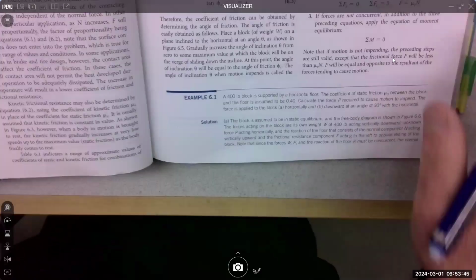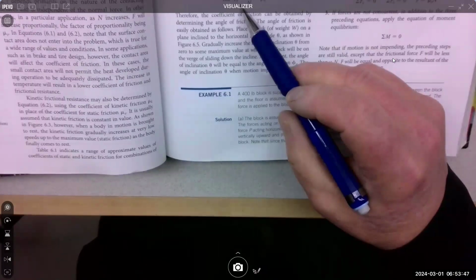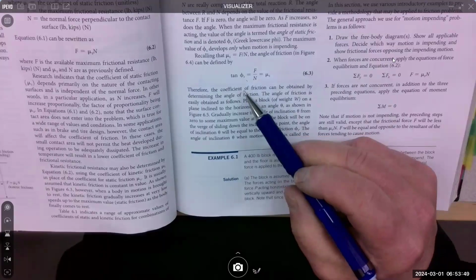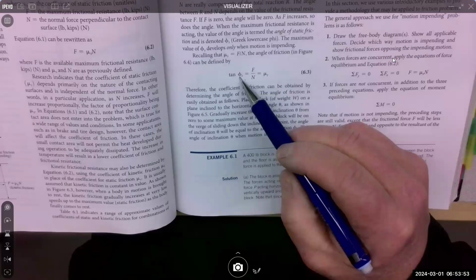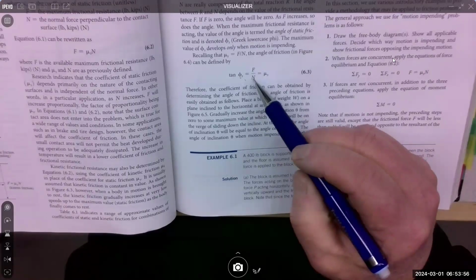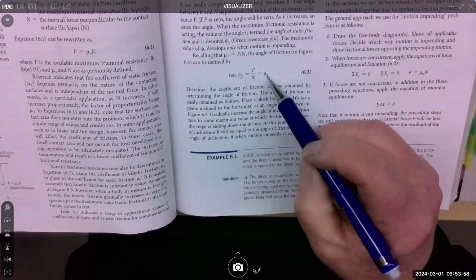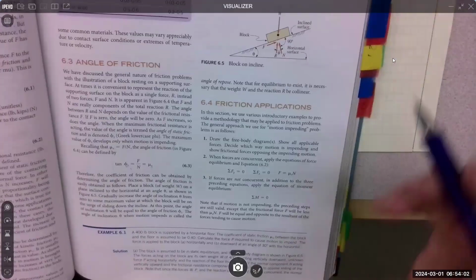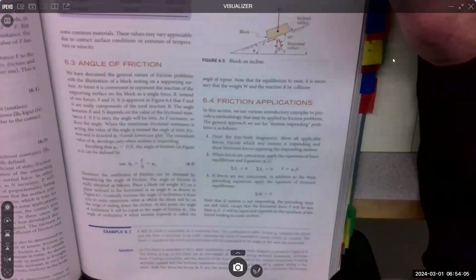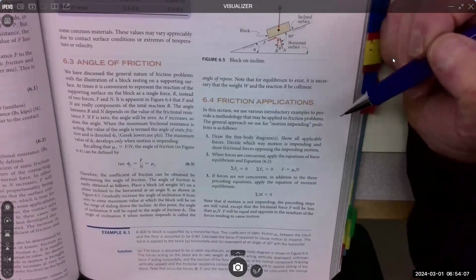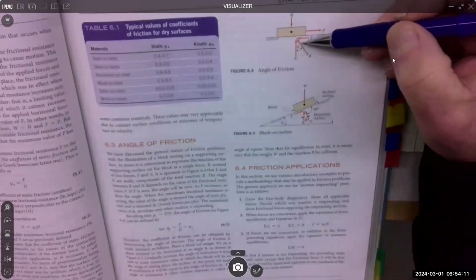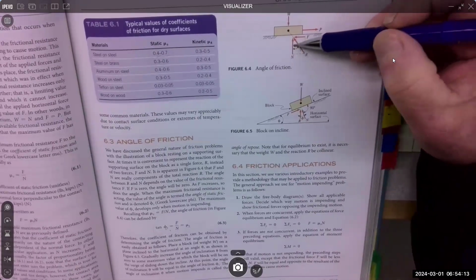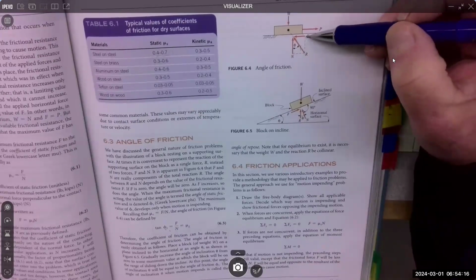The equation relationship we're going to use is this one. And it says the tangent of the static angle of friction is equal to F over N, which is also equal to mu S. So that's the relationship between the resultant friction force and the system. So this is the resultant friction force. It is the resultant of these two components, F and N.